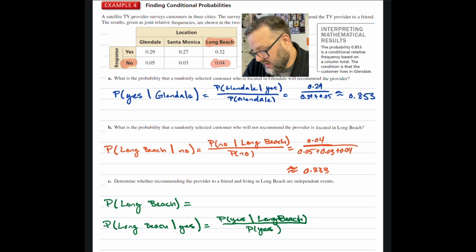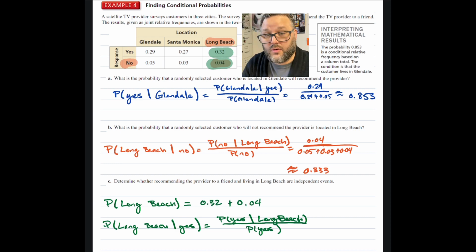So let's take a look at it. We already know Long Beach and yes, but just being in Long Beach, I skipped ahead to the second part. If we're talking about Long Beach it would be 0.32 plus 0.04, because that's the total amount of people who live in Long Beach. That is a 36% chance that you live in Long Beach.